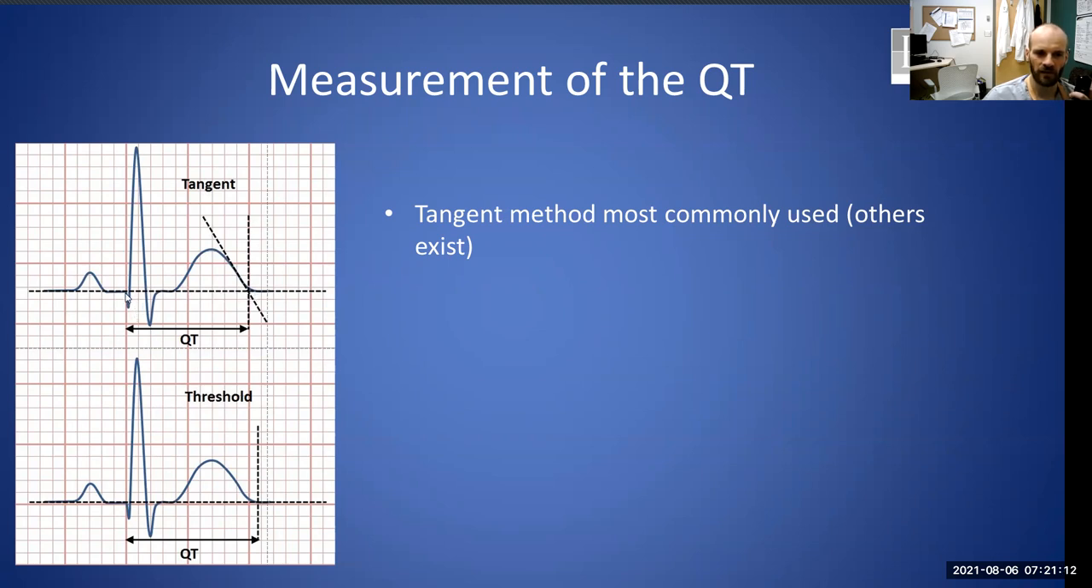So we start from the beginning of the QRS complex. We end at that intersection between the tangent and the isoelectric line, and that's our QT interval. That sounds a bit complicated, but actually it's not too bad really. And we'll go through it in a little bit more detail.